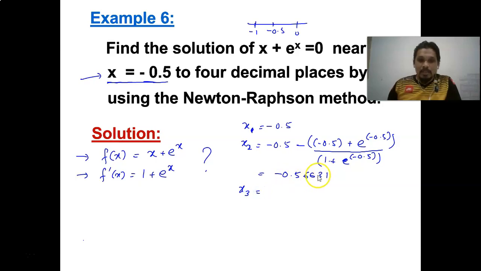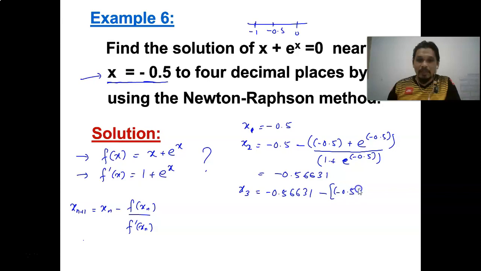x3: this is the new value of x that we're going to substitute into the formula xn plus 1 equal to xn minus f of xn divided by f prime of xn. Substituting, this is our new value, negative 0.56631 minus f of x, negative 0.56631 plus e to the power of negative 0.56631, divided by 1 plus e to the power of negative 0.56631.